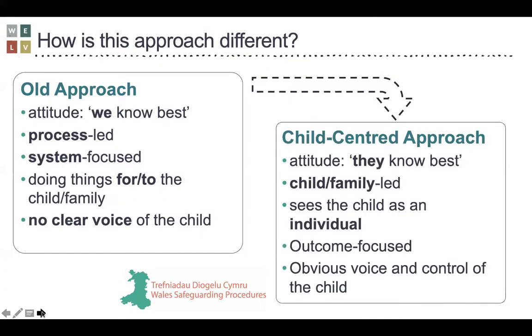The child-centred approach sees us move to an attitude and approach that actually the child or the young person does know themselves. In some instances, they may know themselves better than other individuals or adults around them. Our approach is very much led by the interests of the child and, where appropriate, the family, and that we are seeing the child as an individual in their own right. We're working with the child and family. We're working with them to achieve what matters to the child or young person, to be focused on their outcomes. And there is clear voice and control of the child wherever possible.